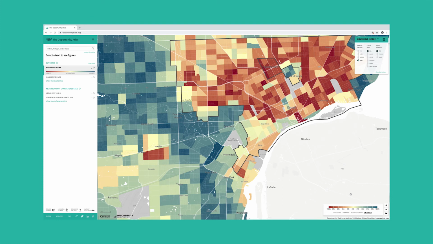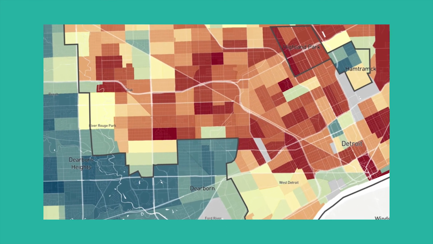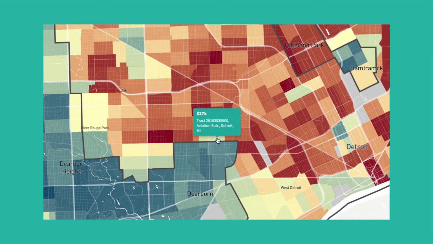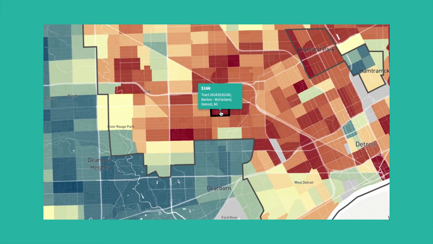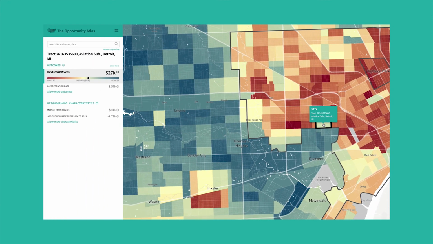While most children who grew up in Detroit have below average adult income when compared to the national average, some neighborhoods have higher income than others. For example, let's look at low-income families in the Aviation subdivision in South Detroit, and then children from low-income families in a neighborhood just to the north, Barton McFarland. Children from Aviation subdivision ended up earning an average of $27,000 per year as adults, while children from Barton McFarland earned an average of $16,000 per year in adulthood.